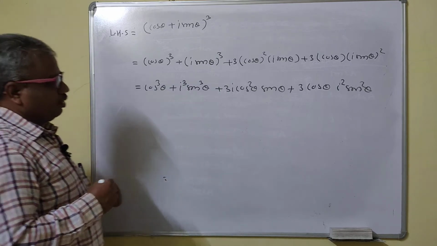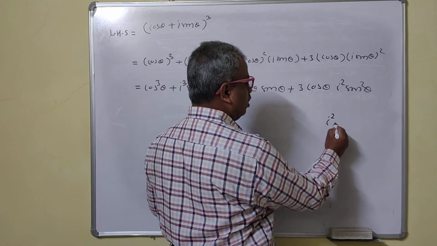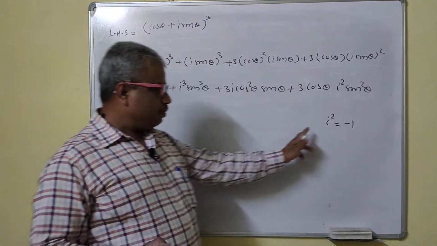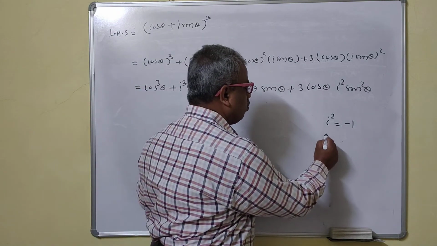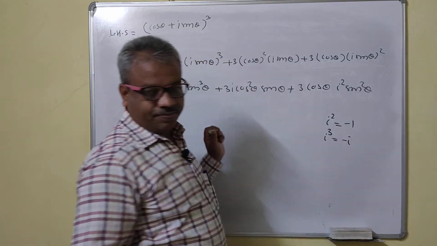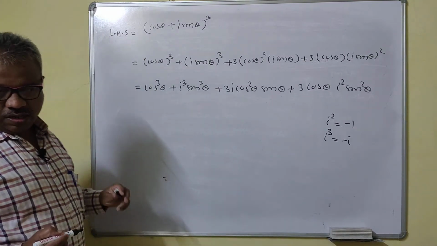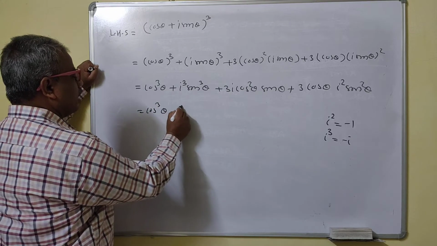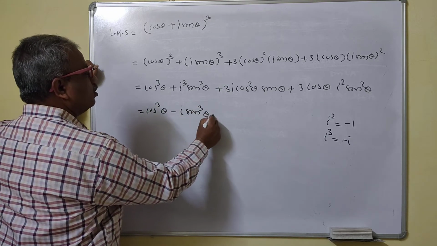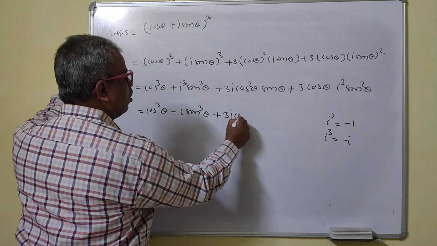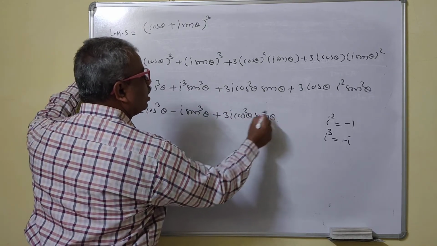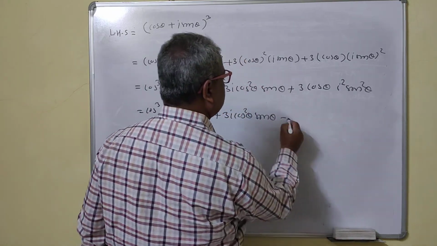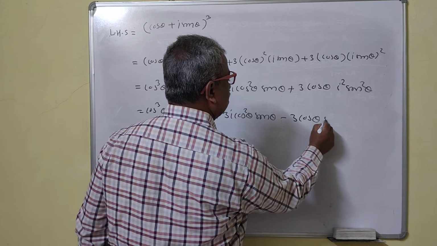Okay, so now see, i square is minus 1. Right? Now you want i cube here. So we multiply i on both sides. So what we get there? This is what? i cube is equal to minus i. Right? So that means the value of i cube is what? Minus i. Will put here now. So this is what? Cos cube theta minus i sin cube theta plus 3i cos square theta sin theta minus now minus 3 cos theta sin square theta.